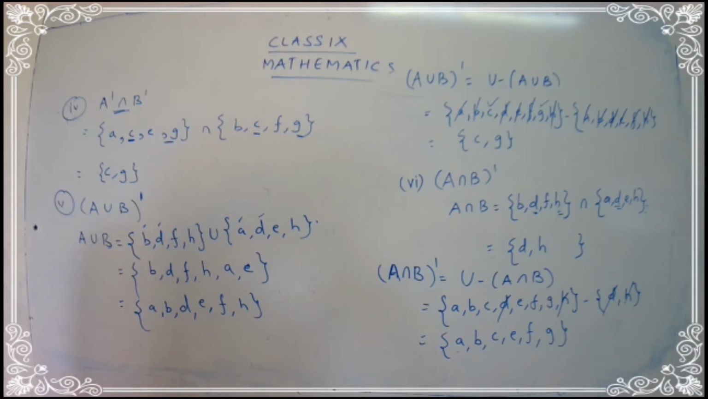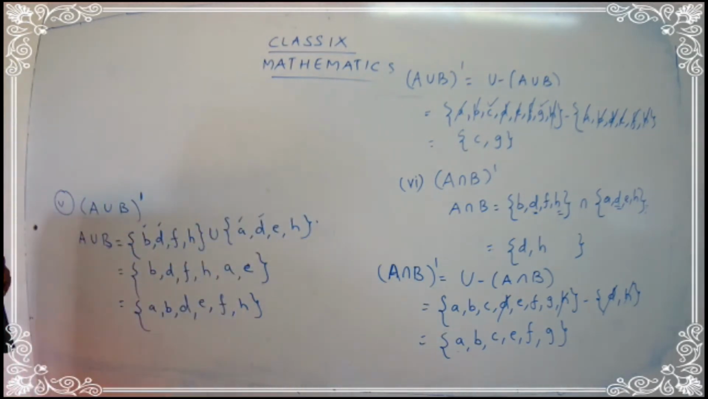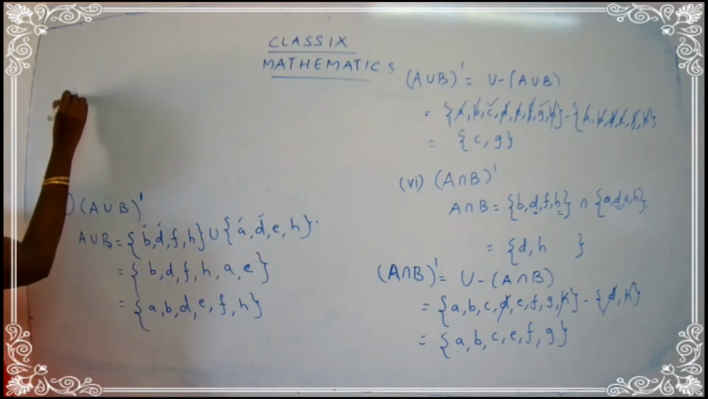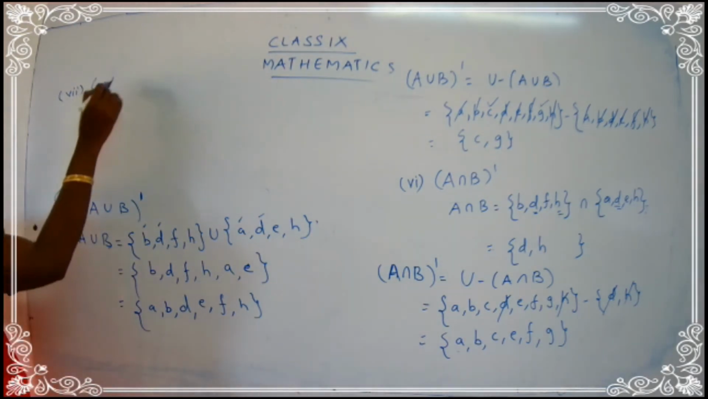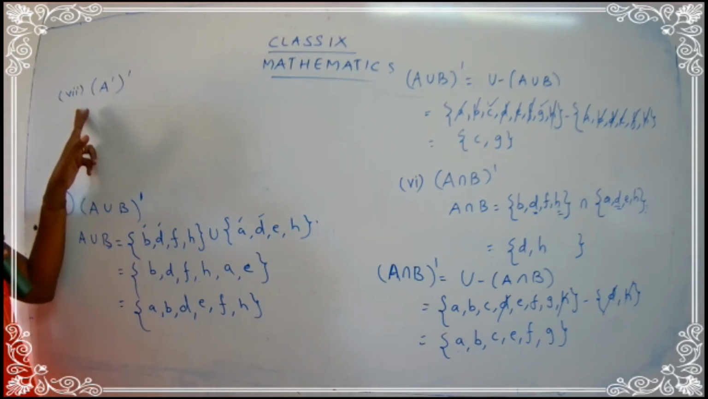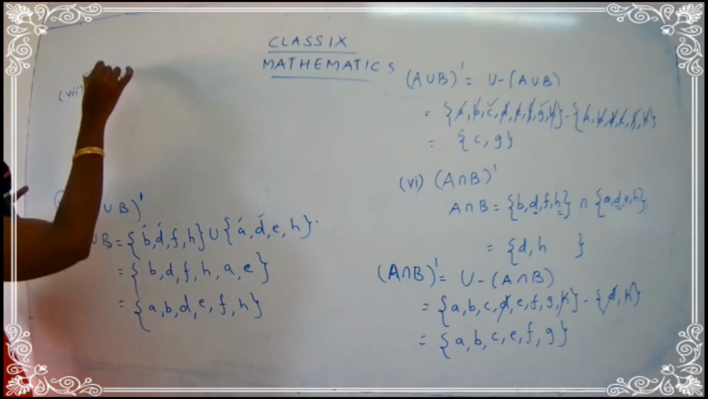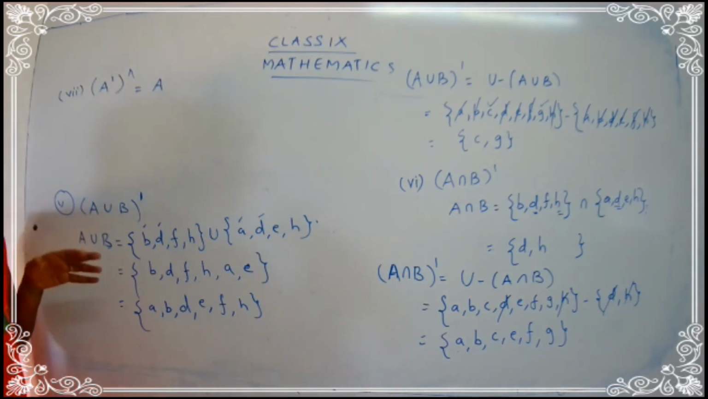I hope you are clear with the first six subparts. Is it clear, children? Yes, good. So now we are going to move to the easiest part. What is the seventh subpart? The seventh subpart is A dash dash. The formula is, what is the formula now? A dash dash, what happens is the dash dash goes off, and what is left? It's A.